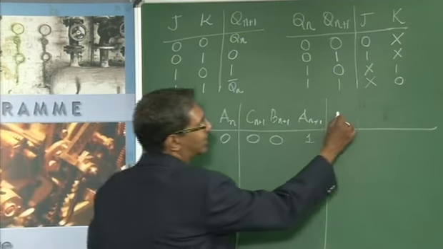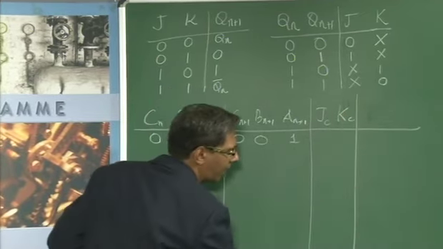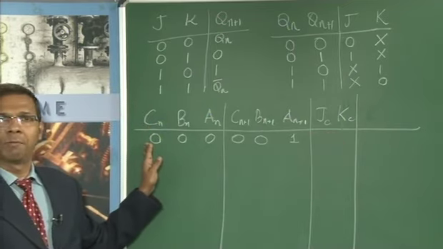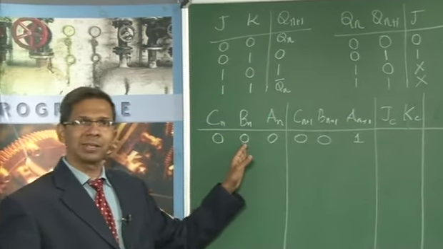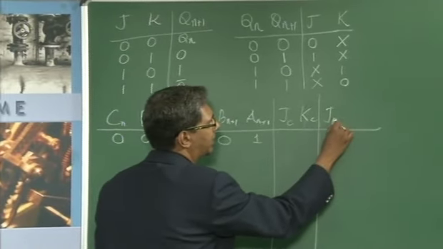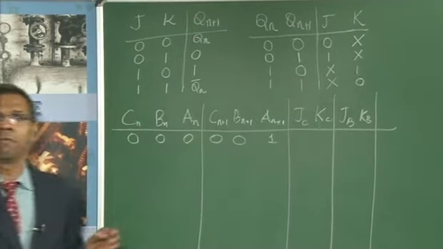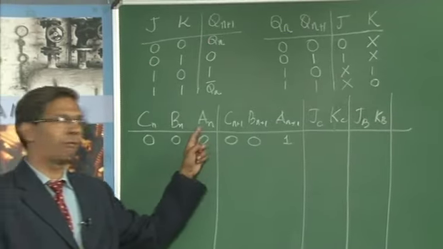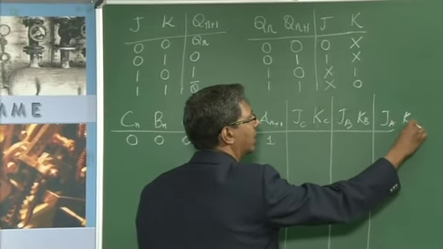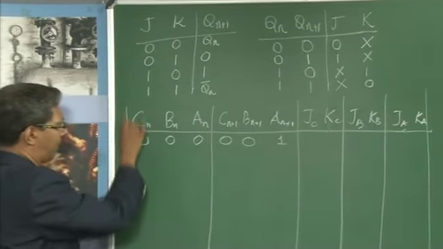That is a challenge, right? So let us call these JC and KC. These are the inputs which correspond to flip-flop C. Next, let us write the inputs which correspond to flip-flop B. I will call them JB and KB. Finally, for the last flip-flop, which is my A flip-flop, I am going to write the values as JA and KA. So this would be our state transition table.